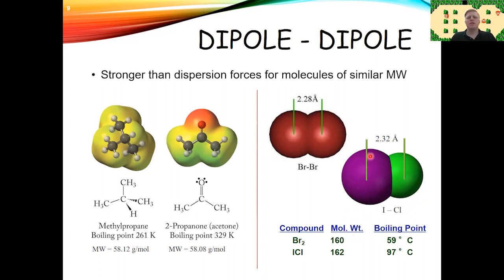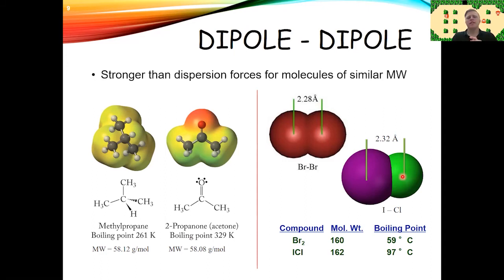ICl, which would be the diatomic molecule between iodine and chlorine. This is actually a slightly more polar bond because chlorine is going to have a higher electronegativity than iodine. And so this will have a very similar weight to Br2. ICl has a molecular weight of 162, but its boiling point is now much higher because you have this dipole in the ICl bond. That dipole is going to allow you to stick to other molecules.